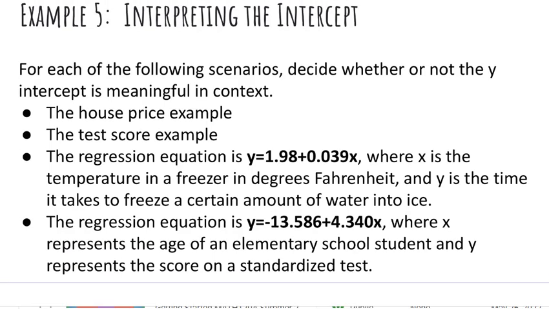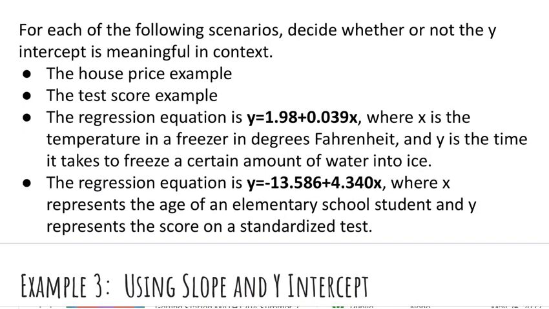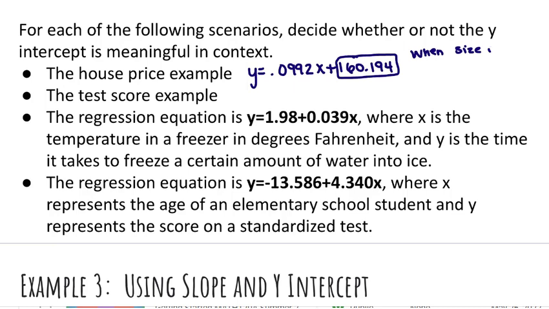So let's look at these. For each of the following scenarios, decide whether or not the y-intercept is meaningful in context. So the house price example. For the house price example, it was y equals 0.0992x plus 160.194. Okay, so this has a y value. That's when the x is 0. And so the x was the size. So this is when the size of the house is 0.